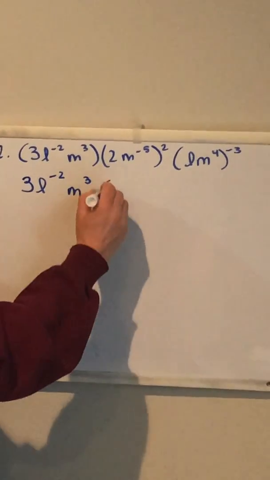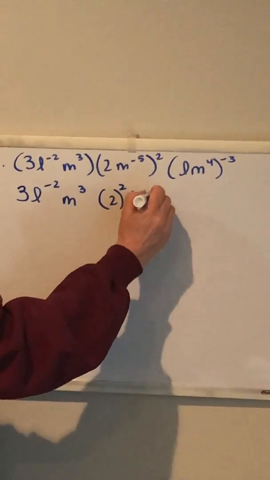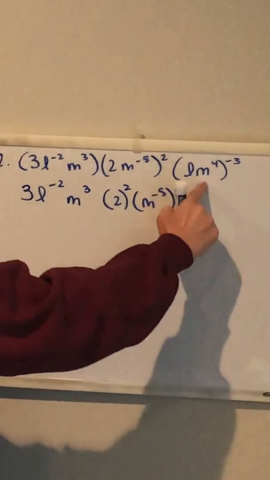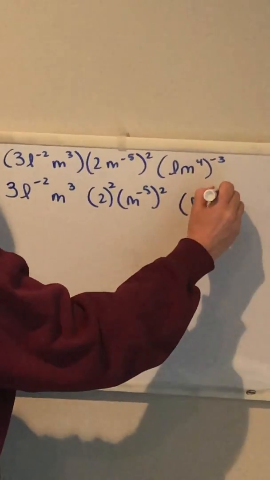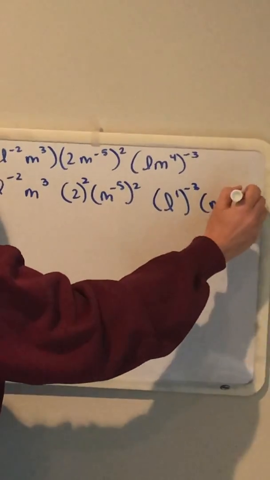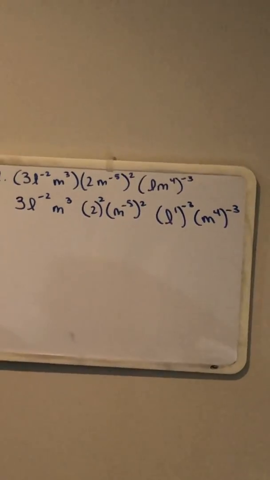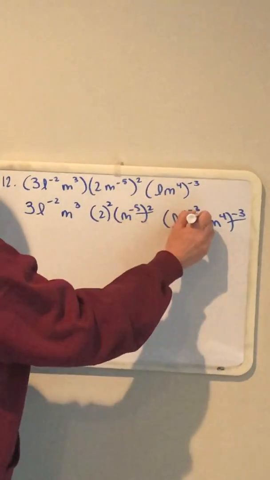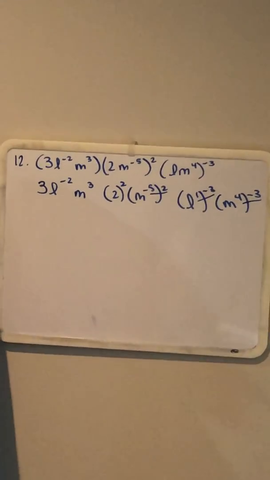Now this one becomes 2 to the second, m to the negative fifth to the second. This one becomes L to the first to the negative third, and M to the fourth to the negative third. All double exponents need to be multiplied. That's that, and that, and that. And 2 to the second is totally doable. 2 to the second is 4.